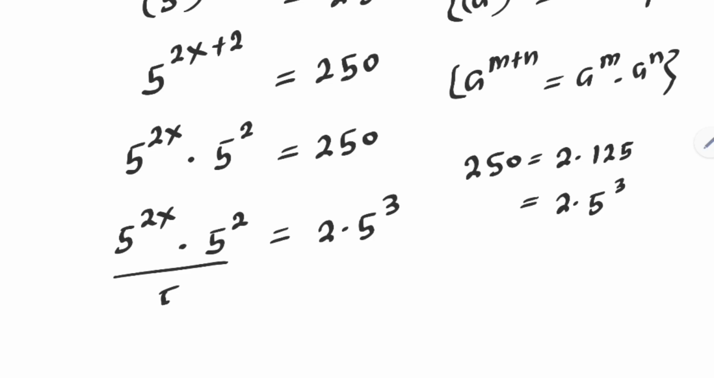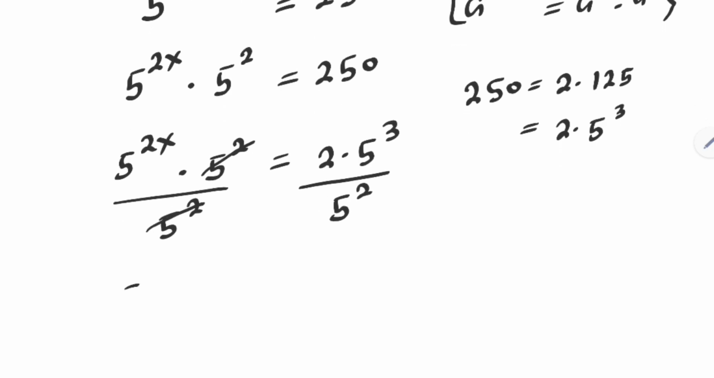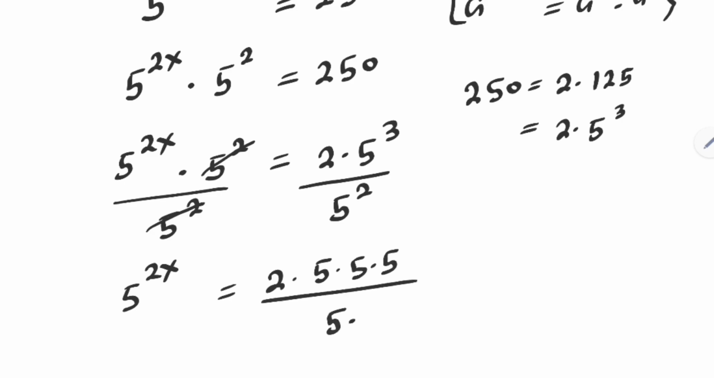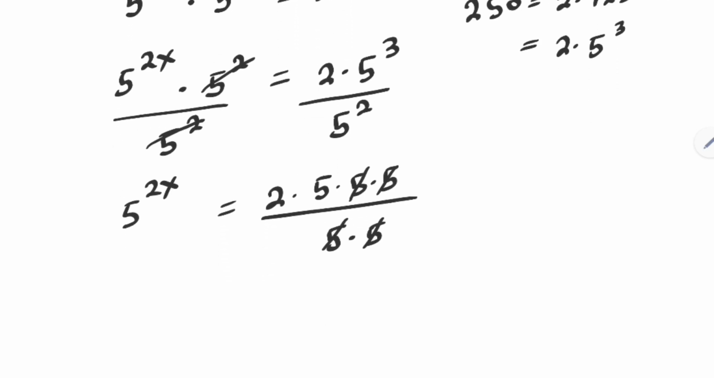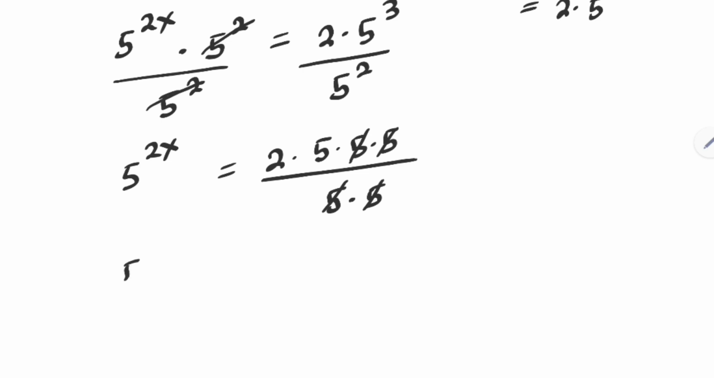This divided by 5 square and this divided by 5 square. This cancels this. Then we have 5 raised to power 2x is equal to 2 multiplied by, this is 5 multiplied by 5 multiplied by 5 over 5 square is 5 multiplied by 5. This cancels this, and this 5 cancels this 5. 5 raised to power 2x is equal to 2 multiplied by 5.